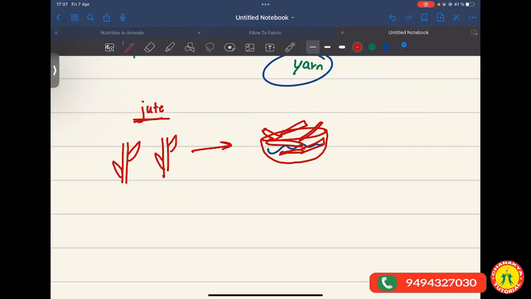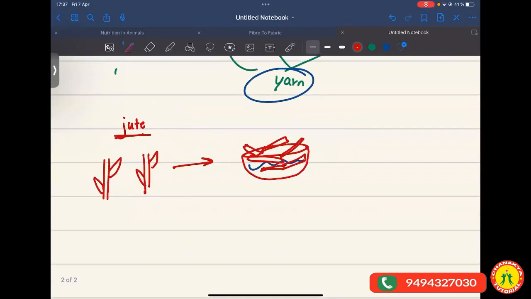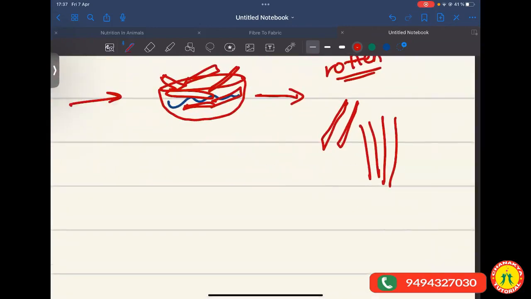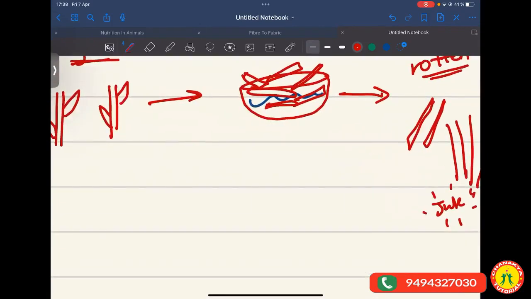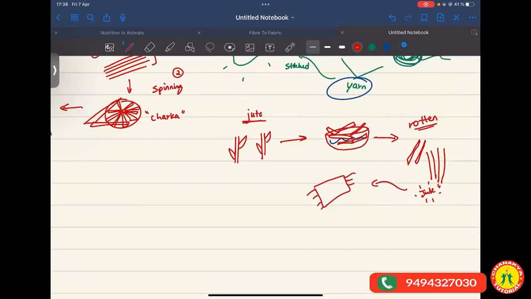So what happens when you're immersing this in water for a long period of time? It'll become rotten. From these rotten stems, the fibers are extracted, and that is only jute. So jute is nothing but the rotten stem. That's it. And then it is woven into mats or whatever cloth you want to make with jute. It's a very simple process, not as complicated as silkworm or cotton.